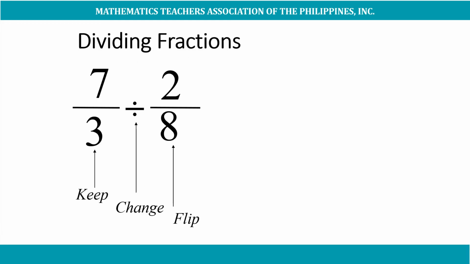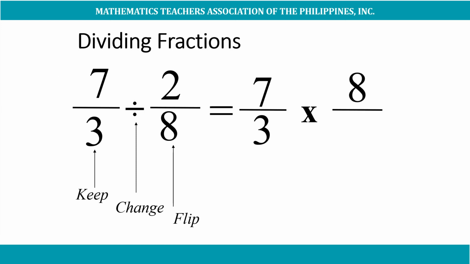So 2 and 1/3 will become 7 over 3. So 7 over 3 divided by 2/8. This is equal to 7 over 3. Then change division to multiplication and flip the second fraction. That would be 8 over 2.